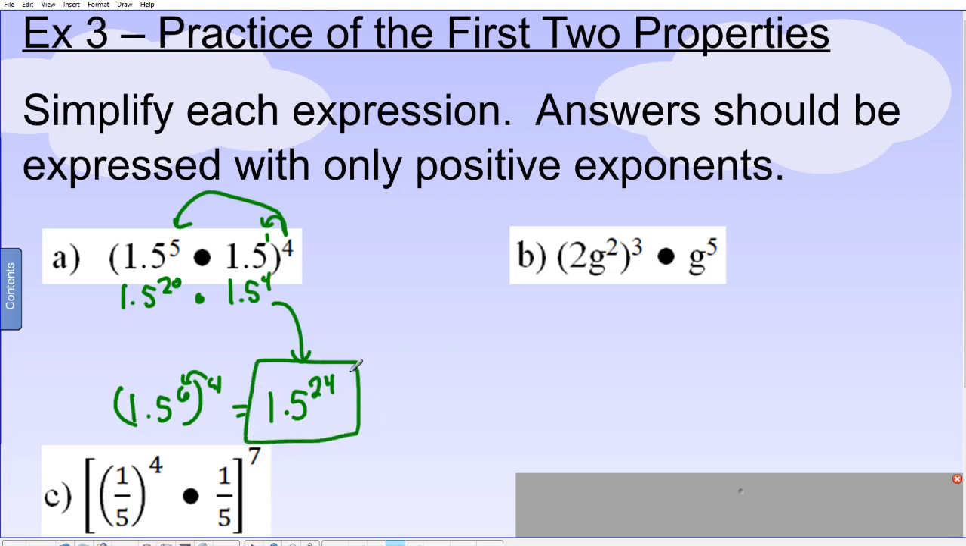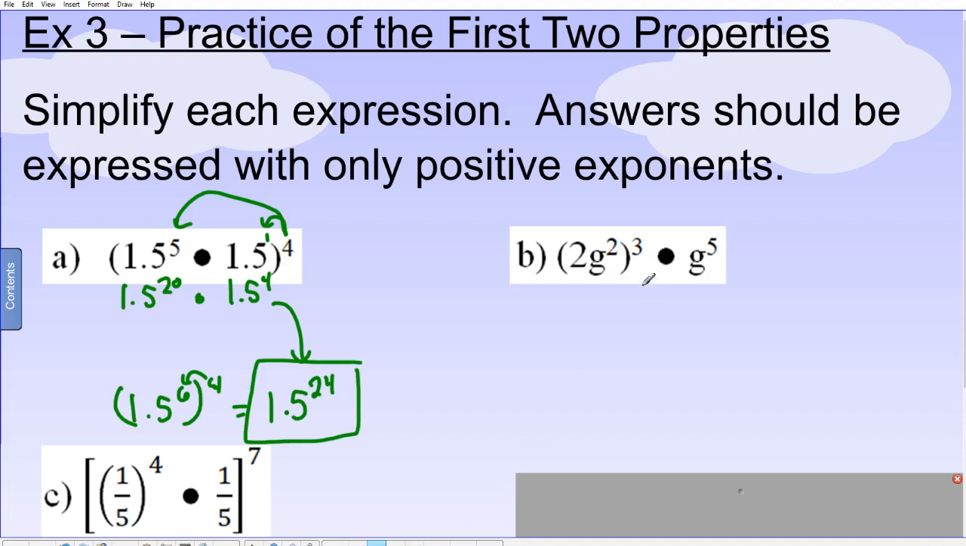So I got the same answer no matter which method I chose. You might like one way better than another. That's why I showed both methods. What you have to be able to do is see at least one of the methods and be able to work through the problem. You may not be able to see both of them, and that's fine. You don't have the experience that I do. Letter B.